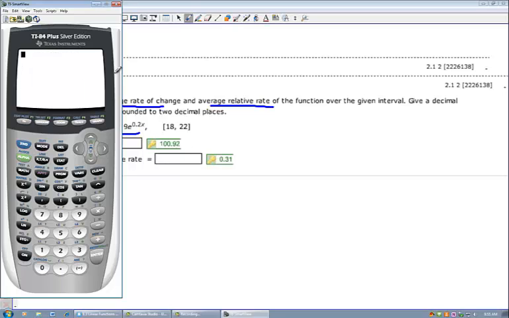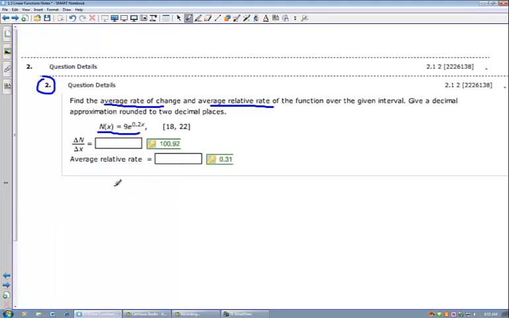And so let's get started. So on this one, for the average rate of change, this is going to equal, and I always write down this little formula to remind myself, the change in the out over the change in the in.